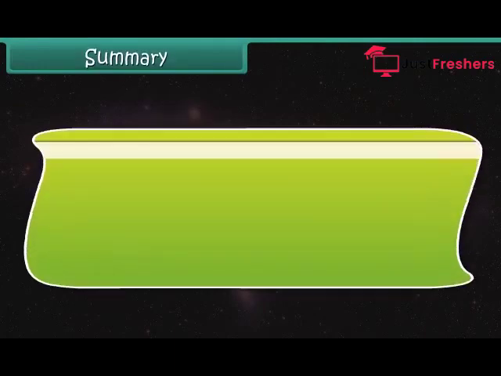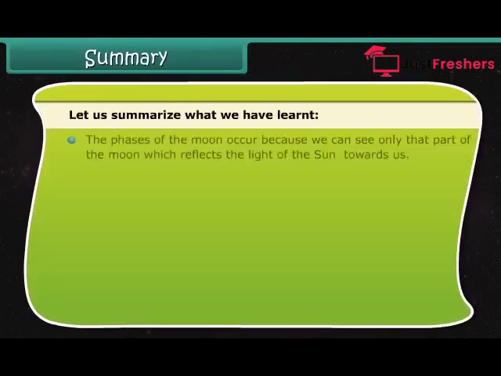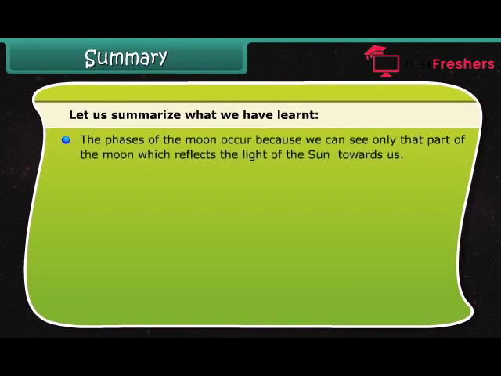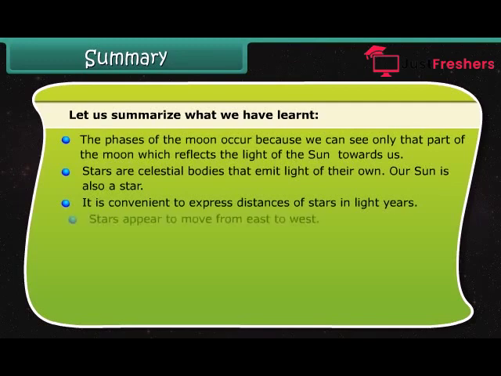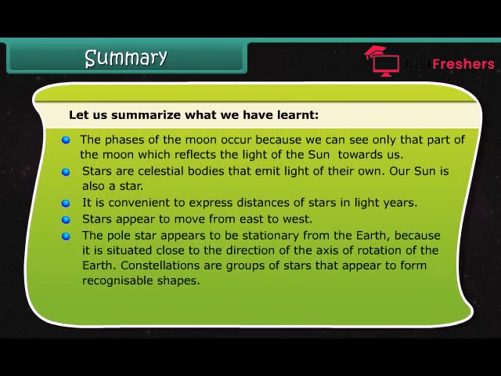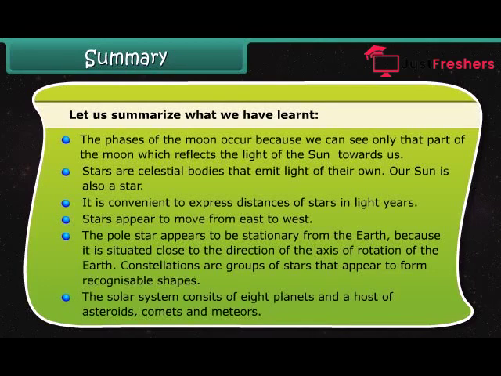Summary. Let us summarize what we have learned. The phases of the Moon occur because we can see only that part of the Moon which reflects the light of the Sun towards us. Stars are celestial bodies that emit light of their own. Our Sun is also a star. It is convenient to express distances of stars in light years. Stars appear to move from east to west. The pole star appears to be stationary from the Earth because it is situated close to the direction of the axis of rotation of the Earth. Constellations are a group of stars that appear to form recognizable shapes. The solar system consists of 8 planets and a host of asteroids, comets, and meteors.